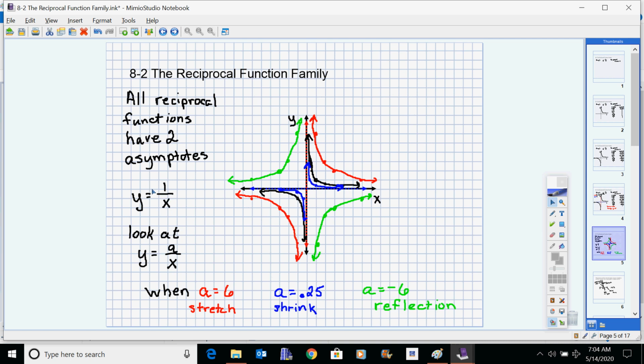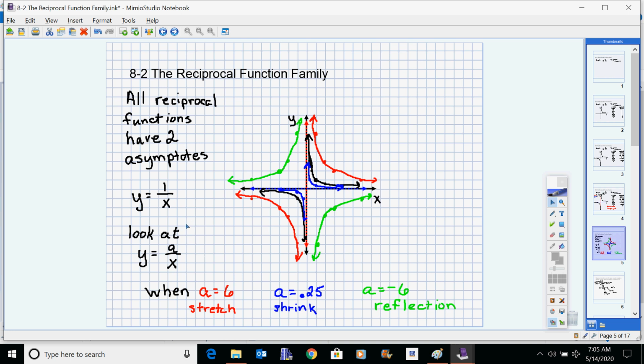Right here. Here's our pure parent function. Ignore the colors here for a minute if you can focus it in on the black one. Okay, so we've got 1 over x. This is our parent of all of our reciprocals. So if we think about it, 1 over 1 is 1, 1 over 2 is a half, 1 over 3 is a third, 1 over 4 is a fourth, 1 over a half is 2, and so on and so forth. So you have what happened before, you have a nice reciprocal, you've got the asymptotes right here.